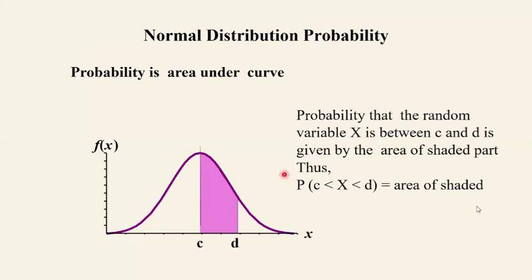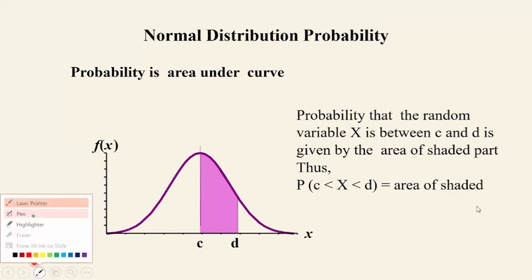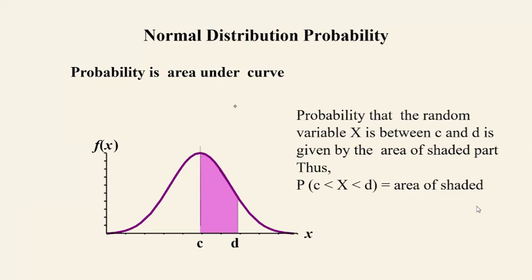The probability of X between C and D is the area of the shaded region. So this is the same as the probability of C less than or equal to X less than or equal to D. You can also write it this way: the probability of C less than or equal to X less than or equal to D. Both are the same area, right?